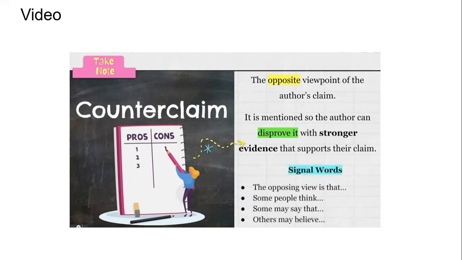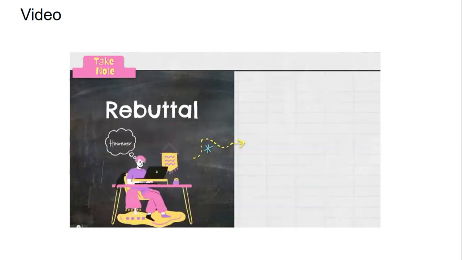So signal words. If you're reading and trying to find the opposite viewpoint, here are some words that will help you. So the opposing view is that, or some people think that, some people may say that, others may believe, fill in the blank. Whatever comes after these signal words is typically a counterclaim.